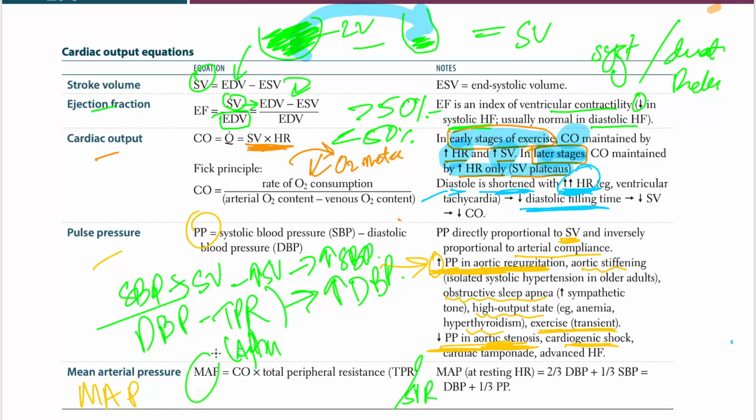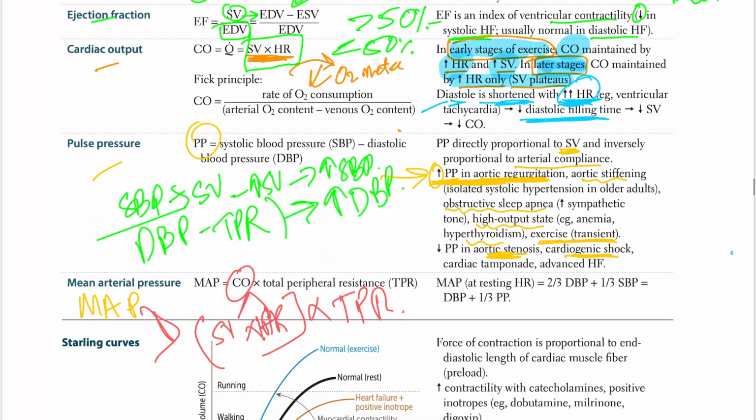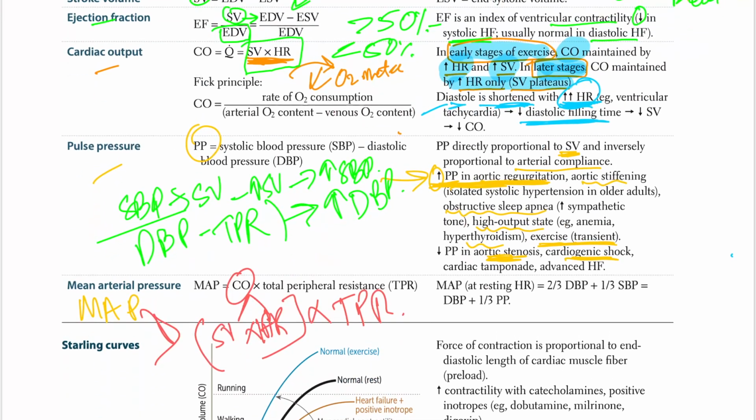resistance. Mean arterial pressure depends upon your cardiac output, whatever is going out of the heart, which you can calculate by SV times heart rate. Again, let me just actually write this down here. Cardiac output, which is determined by your SV, stroke volume, times the heart rate, and this whole thing multiplied by TPR would give you MAP, mean arterial pressure, which is again at resting heart rate 2/3 DBP and 1/3 SBP.